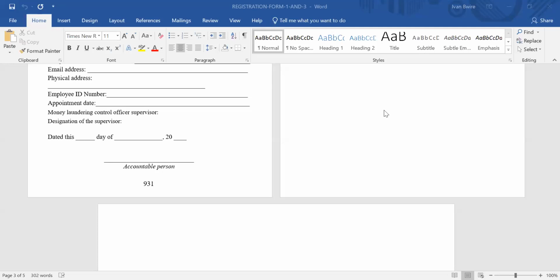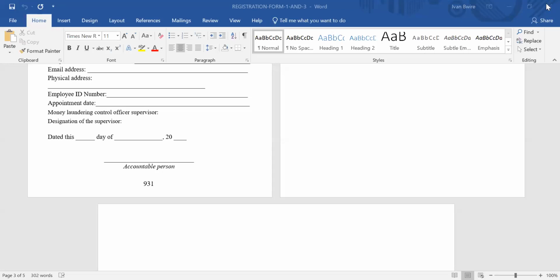So can everyone see the requirements on the chart? BOU license, certificate of incorporation, letter of nomination from the executive, national ID for nationals, passport for non-nationals, Form 1 and Form 3. What is Form 1 and Form 3?